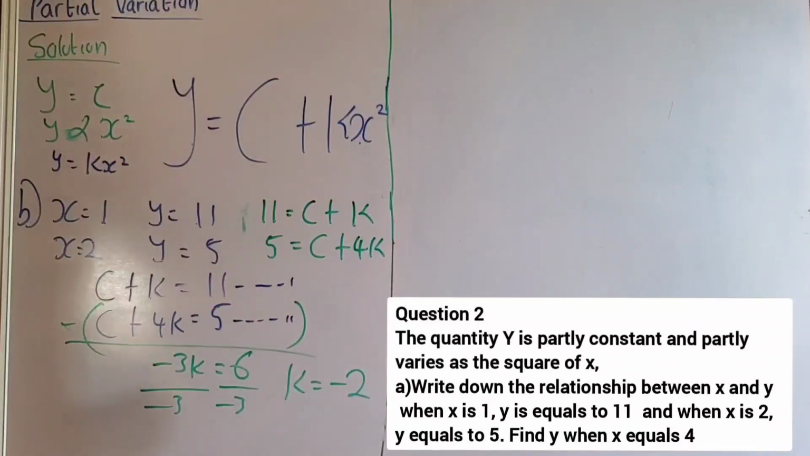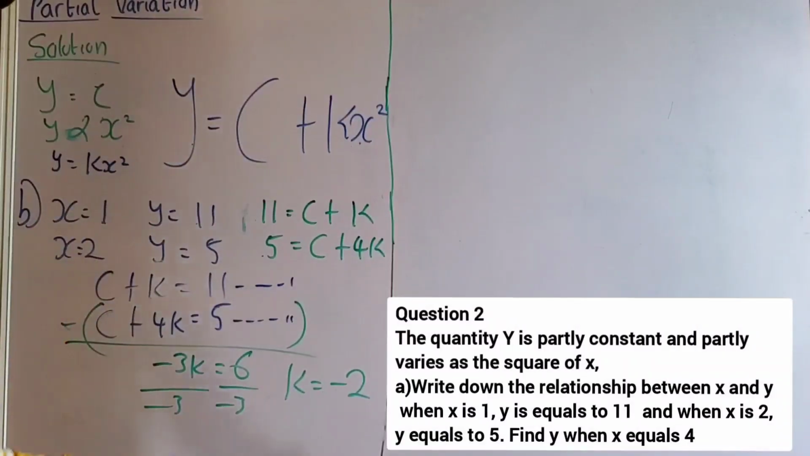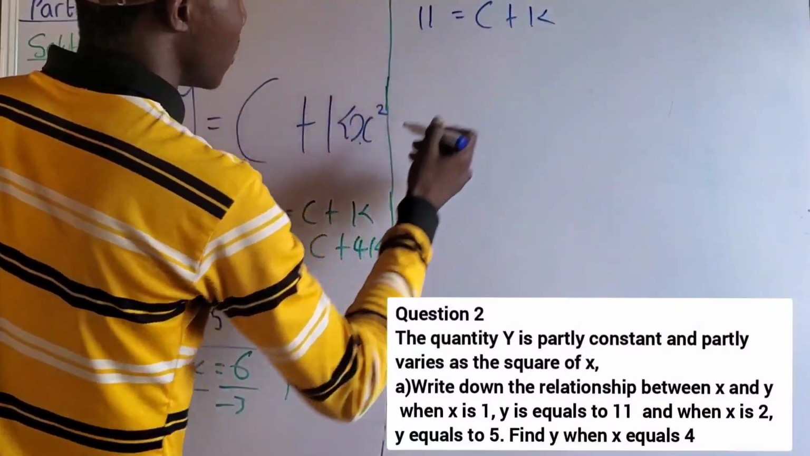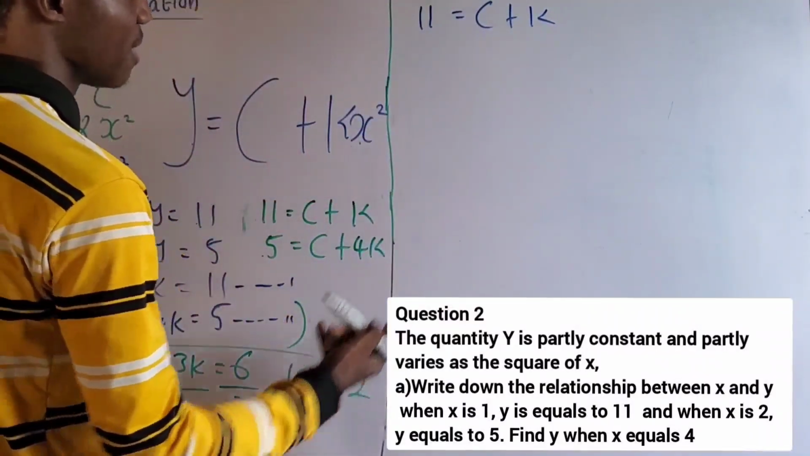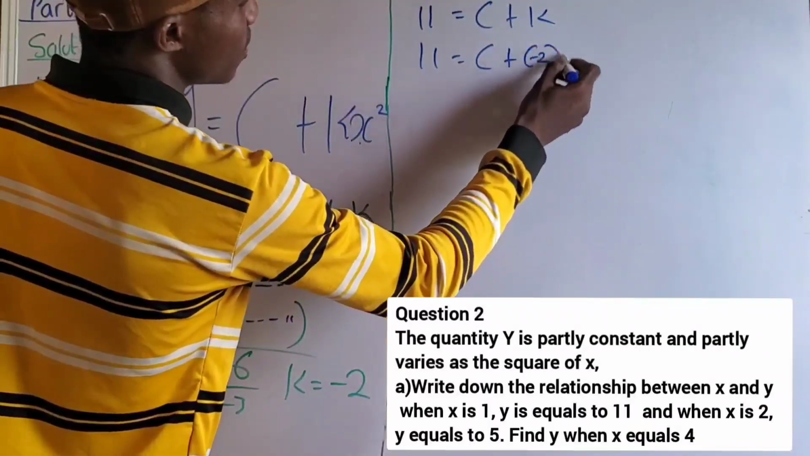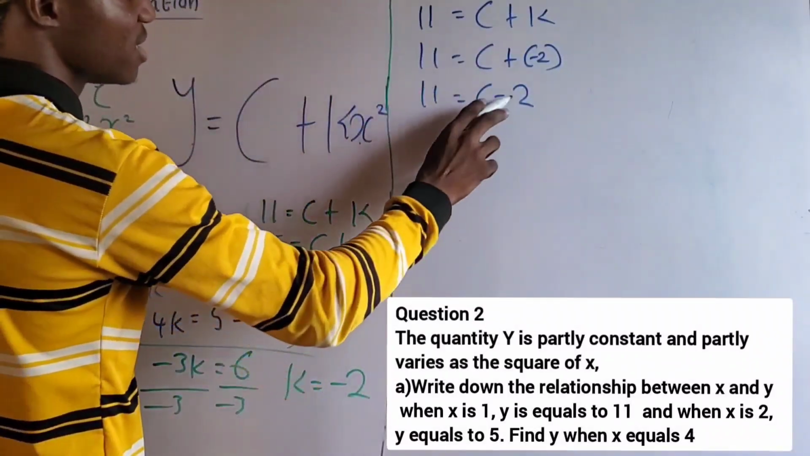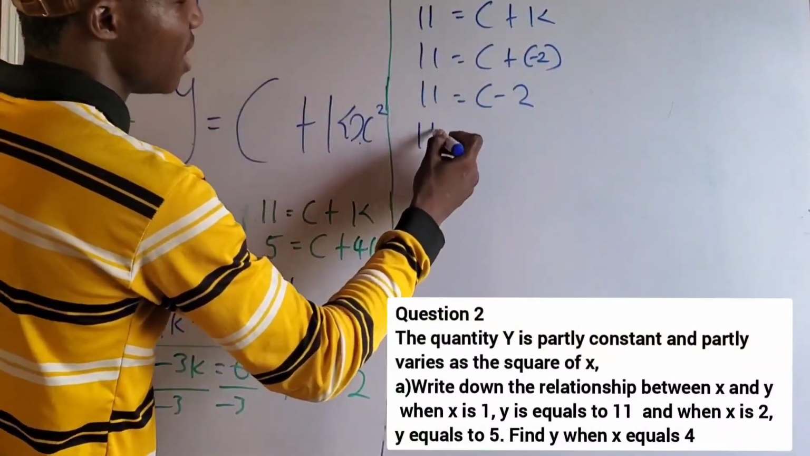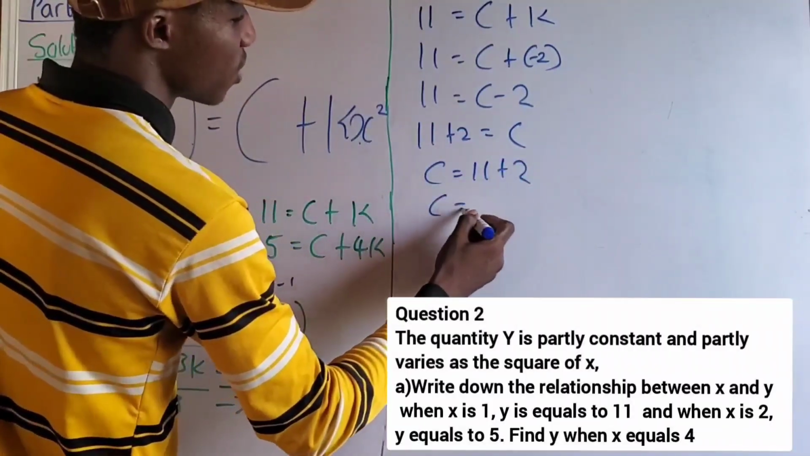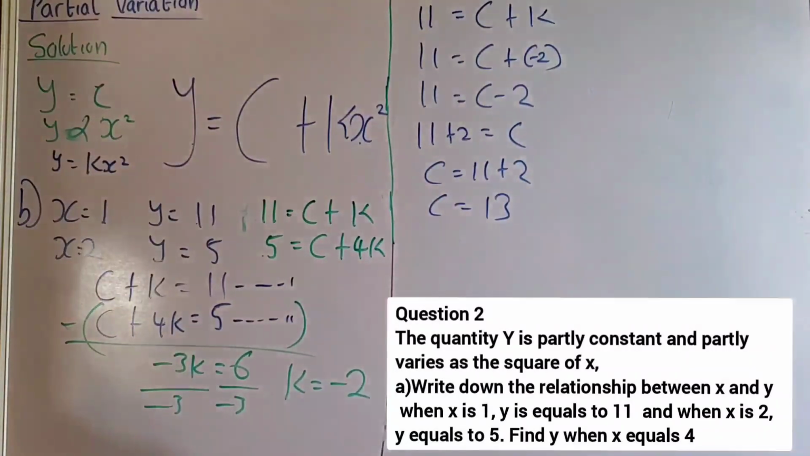We can get the value of C by substituting the value of K into any of these equations. Let's use the first equation: 11 equals C plus K. When K is minus 2, I have 11 equals C plus minus 2, so 11 equals C minus 2. Now take this negative 2 to the other side. I'm going to have 11 plus 2 equals C. C equals 13. So the values of C and K are 13 and negative 2 respectively.